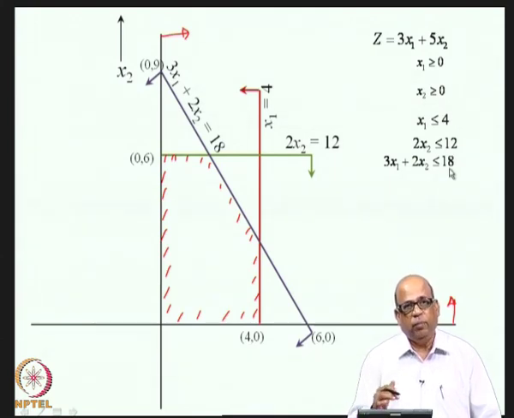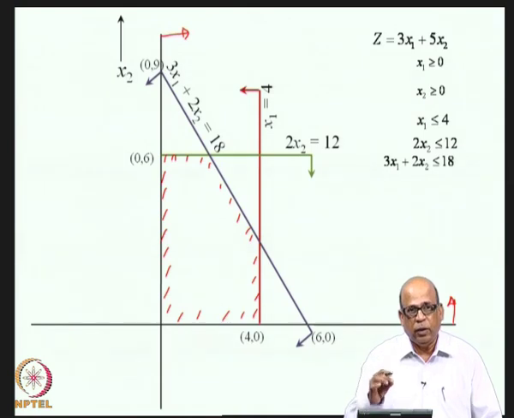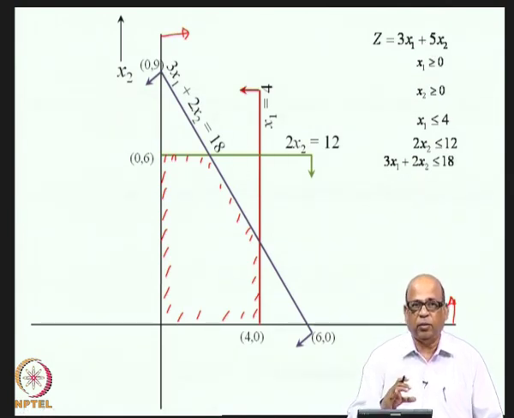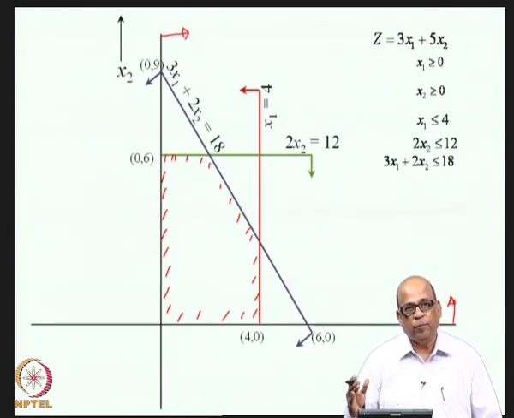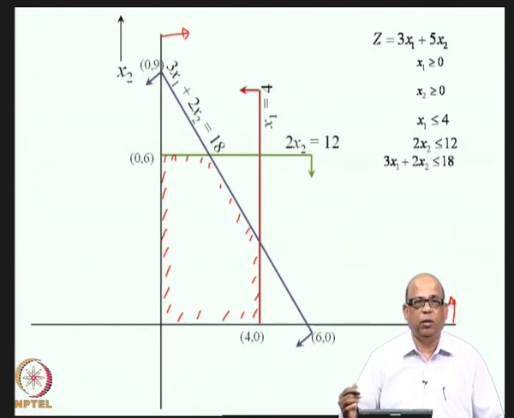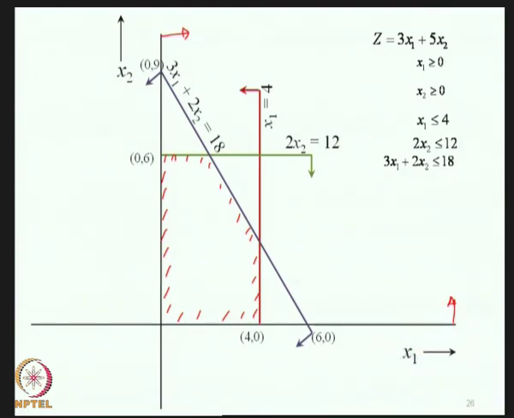Among these infinite number of points, we want that particular point which maximizes this condition. So, we have still not looked at the objective function, we have simply identified the feasible region. The feasible region consists of infinitely many points, and among these we want to determine that particular point which maximizes the objective function 3x1 plus 5x2. How we do this? We will continue in the next lecture.